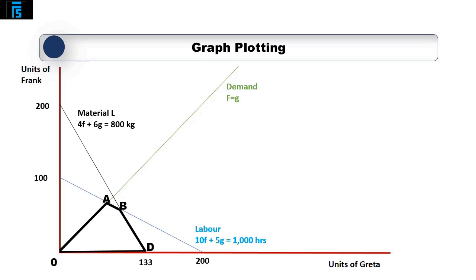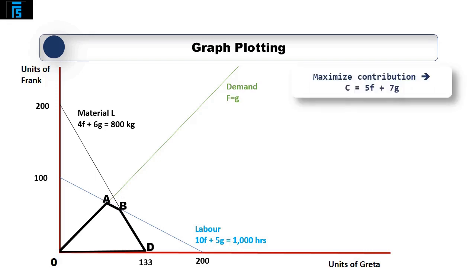Given the constraints we have, we can make any combination of volumes of francs and greeters within this region, but we want to maximise contribution, so we now need to add a further line to this graph, the contribution line. We need to work out the angle of this contribution line, and the easiest way to do this is to follow a similar process to the labour and material constraint lines. But this time we don't have a contribution figure, so the first thing we need to do is work one out.